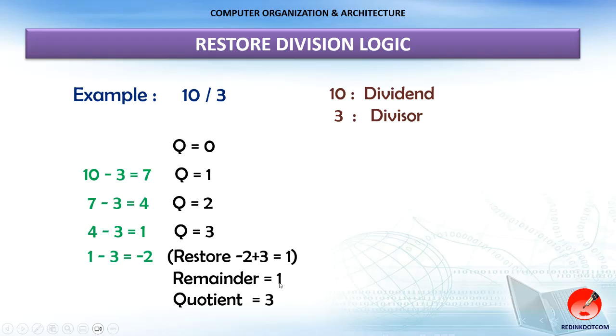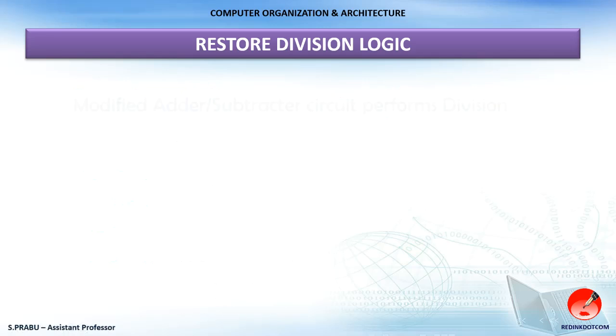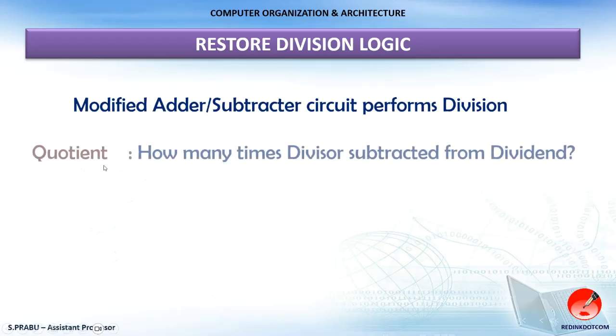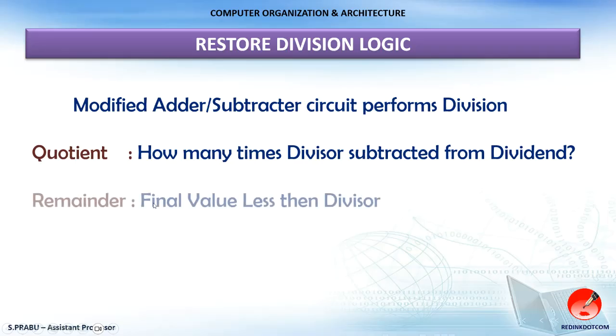So this old value is less than the divisor value. So that is called remainder. Then quotient is incremented from 0 to 3. So now the quotient is 3. I hope now you understand the meaning for the quotient, how many times the divisor is subtracted from the dividend, and the remainder is the final value less than the divisor.